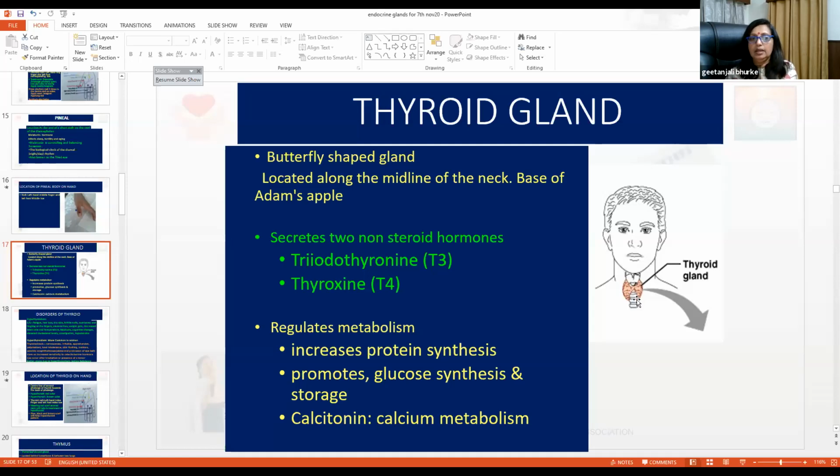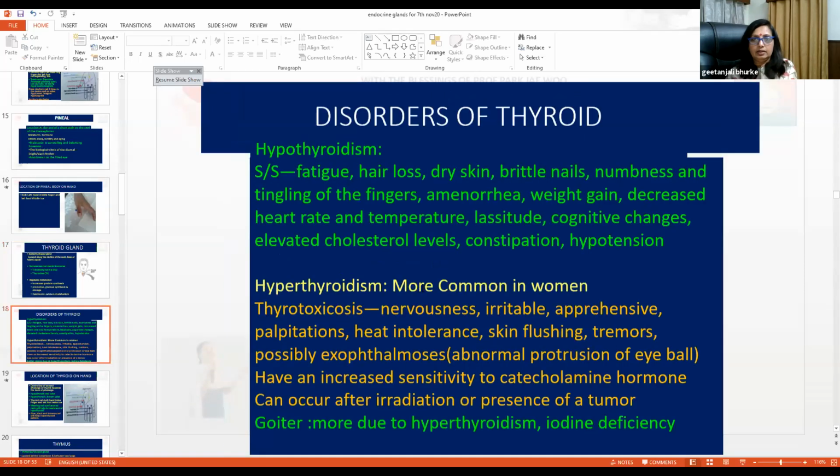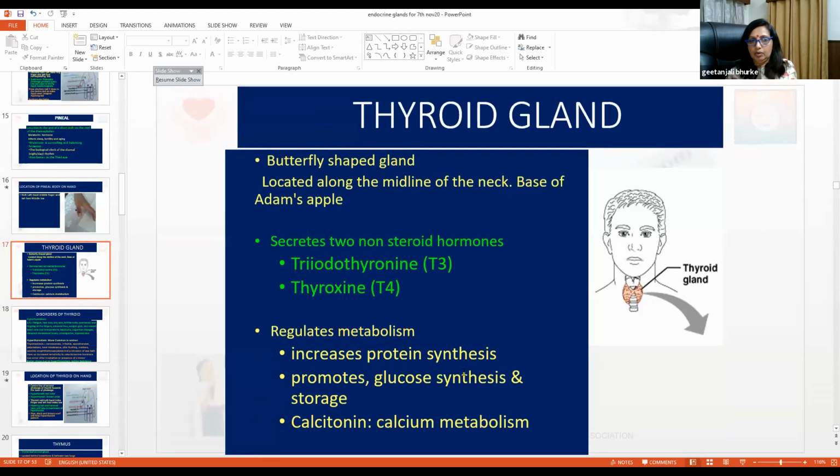The thyroid is at the base of your throat, or rather in the middle. It's in the center line, just where your Adam's apple is, just below that. It secretes two non-steroid hormones, T3 and T4, commonly known as T3, T4. They regulate the metabolism. They increase protein synthesis, glucose synthesis, and calcium metabolism. This is the main function of T3 and T4.